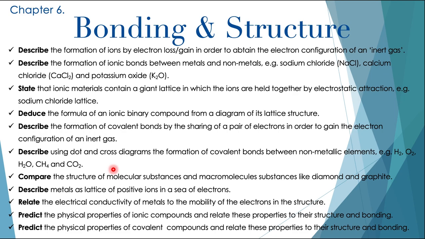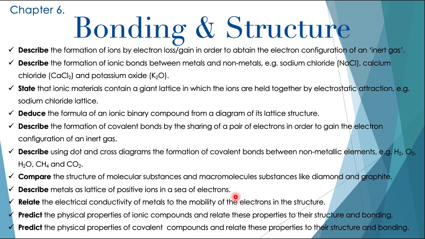So yes, we can predict the physical properties of both ionic and covalent compounds, and we can compare both their structures and their properties, and we can describe their lattice, and we've learned to describe metals as lattices of positive ions in a sea of electrons. So this was a very fun chapter. As you can see, we've learned quite a lot in this chapter. We've learned how atoms actually bond to make molecules and compounds and ionic compounds. So we've covered a very interesting and a very important topic of chemistry.